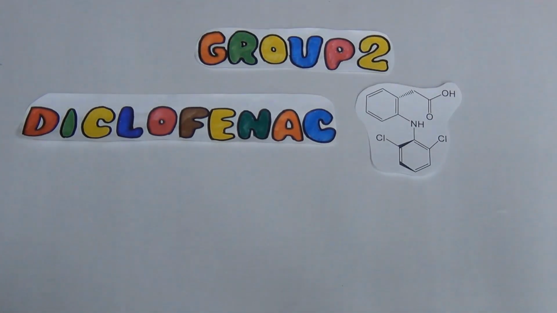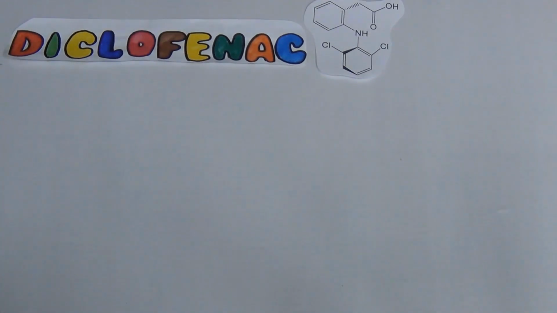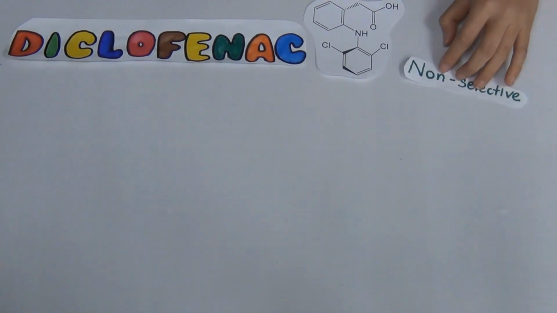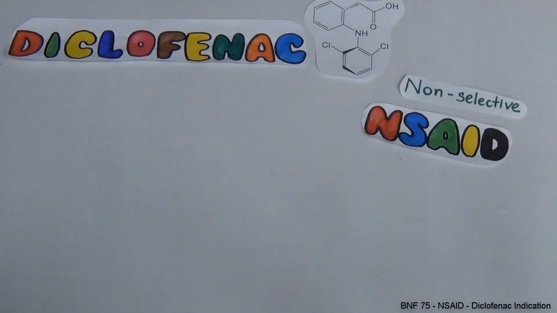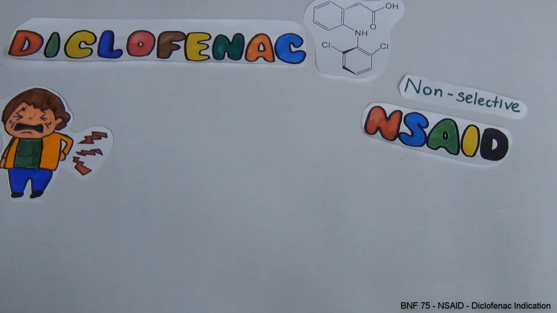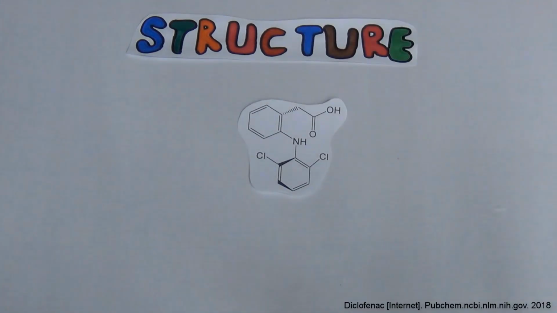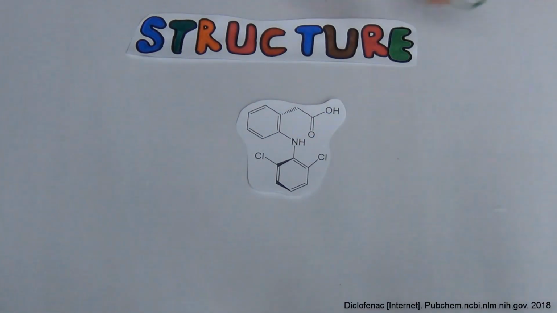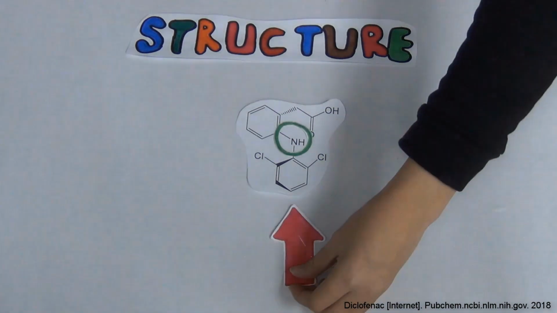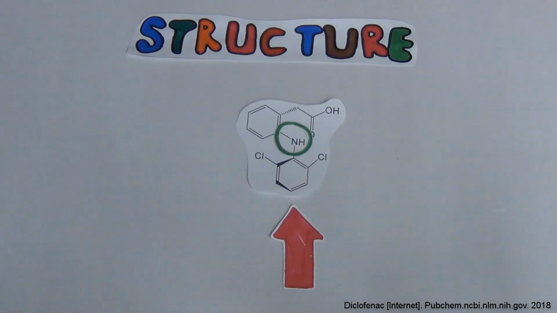In this video, we're going to talk about Diclofenac. Diclofenac is a non-selective, non-steroidal anti-inflammatory drug, also known as an NSAID, which is used to treat pain, inflammation, and gout. As you can see, Diclofenac consists of a carboxylic acid attached to a benzene ring, which is known as a phenylacetic acid, a secondary amine, and a dichlorobenzene.